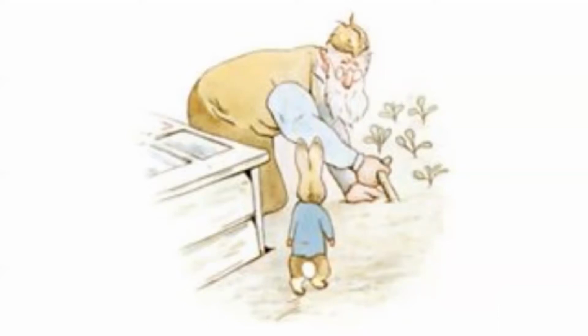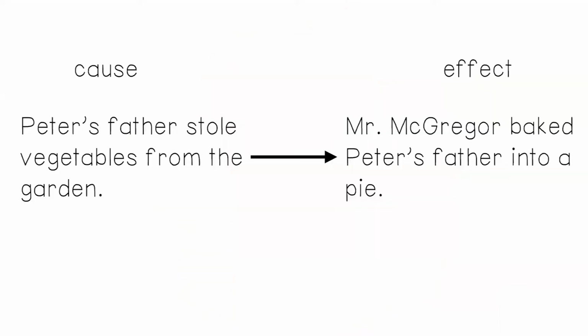Thank you for writing great notes. You would be correct if you said something like, Mr. McGregor baked Peter's father into a pie because he stole the vegetables from the garden. So the cause, Peter's father stole the vegetables from the garden. Because he was caught, Mr. McGregor baked him into a pie.